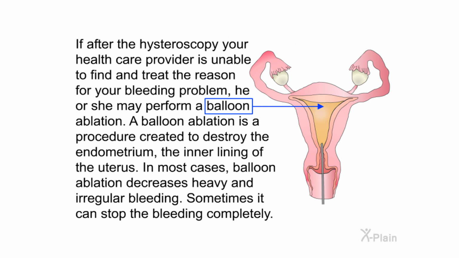If after the hysteroscopy your healthcare provider is unable to find and treat the reason for your bleeding problem, he or she may perform a balloon ablation. A balloon ablation is a procedure created to destroy the endometrium, the inner lining of the uterus. In most cases, balloon ablation decreases heavy and irregular bleeding. Sometimes it can stop the bleeding completely.